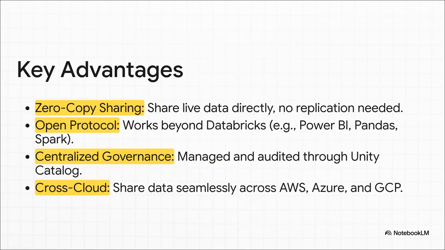The advantages here are massive. First, it's zero copy. You're giving them a secure, live window into your tables without ever creating risky, stale copies. And because it's an open protocol, your partners can connect with the tools they already use, like Power BI or Pandas or Spark. Best of all, every share is governed and audited right through Unity Catalog. Just one thing to keep in mind, remember to factor in potential cloud egress costs if you're sharing data across different regions or cloud providers.